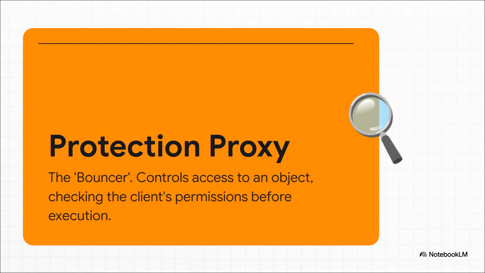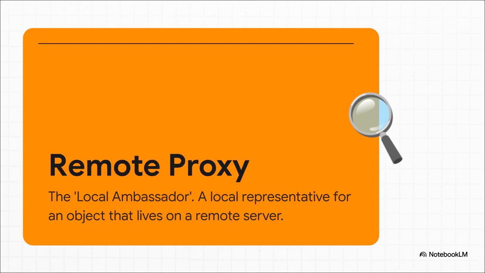Then you've got the bouncer. A protection proxy is all about security. It stands right in front of some sensitive object, and before it lets any requests through, it checks the client's credentials. Basically, if you're not on the list, you are not getting in. Simple as that. And finally, we have the local ambassador. A remote proxy represents an object that lives somewhere else entirely, maybe on another server across the world. It takes care of all the messy details of network communication, serializing data, handling network errors, so that your client code can talk to that remote object as if it were sitting right there in your own application.